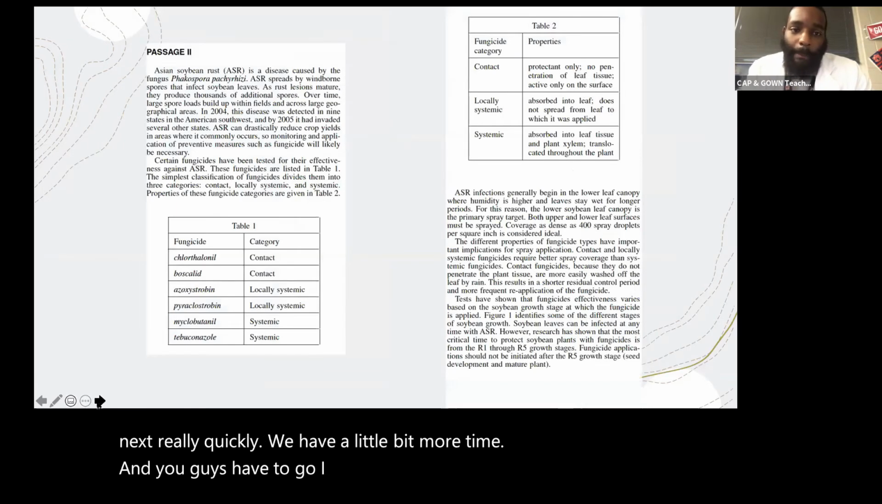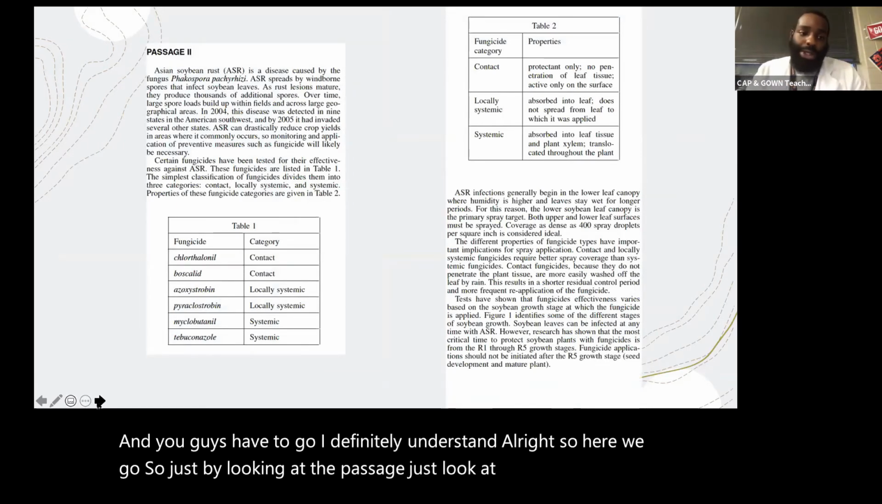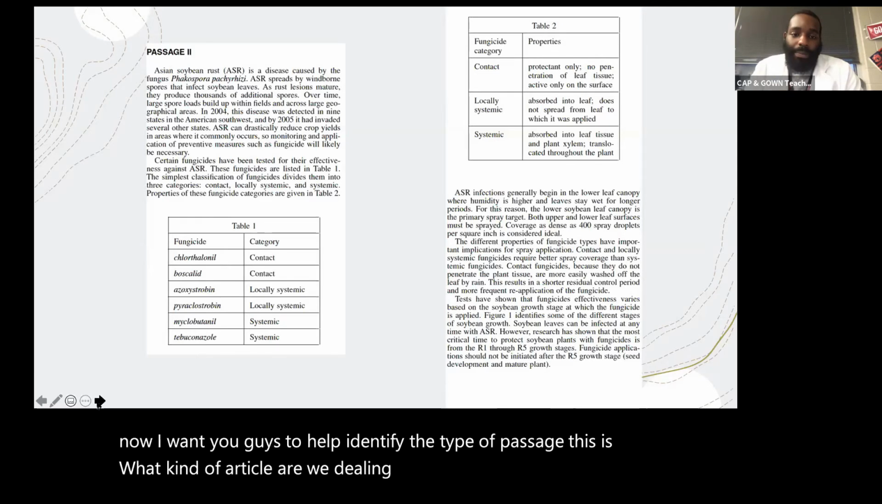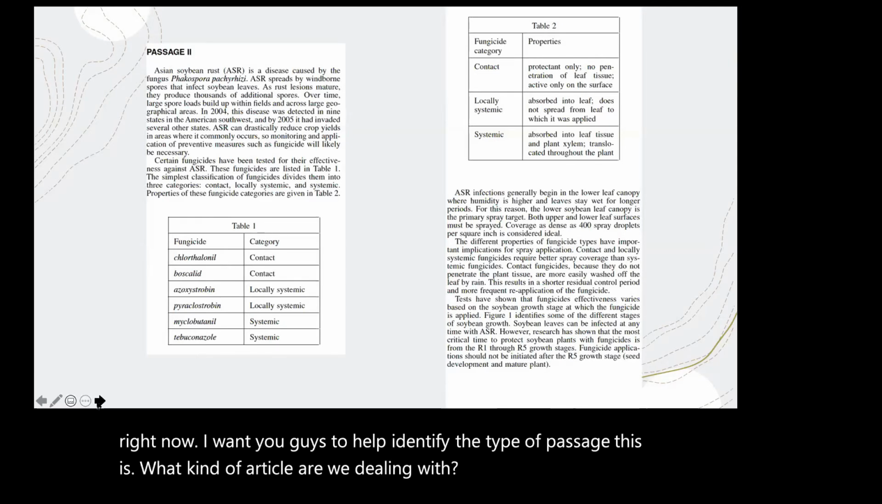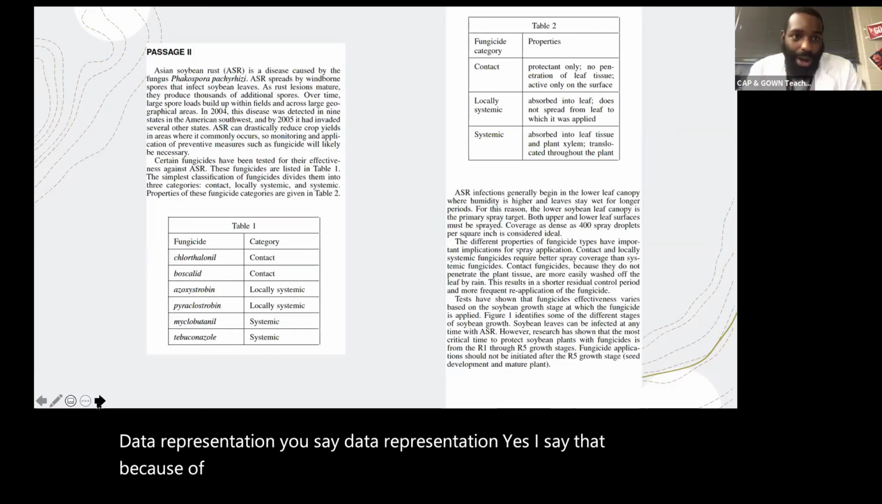All right, so here we go. Just by looking at the passage, just look at the passage right now. I want you guys to help identify the type of passage this is. What kind of article are we dealing with? Data representation. You say data representation? Yes, I say that because of the tables. All right, because of tables. So that's a good way of looking at it.